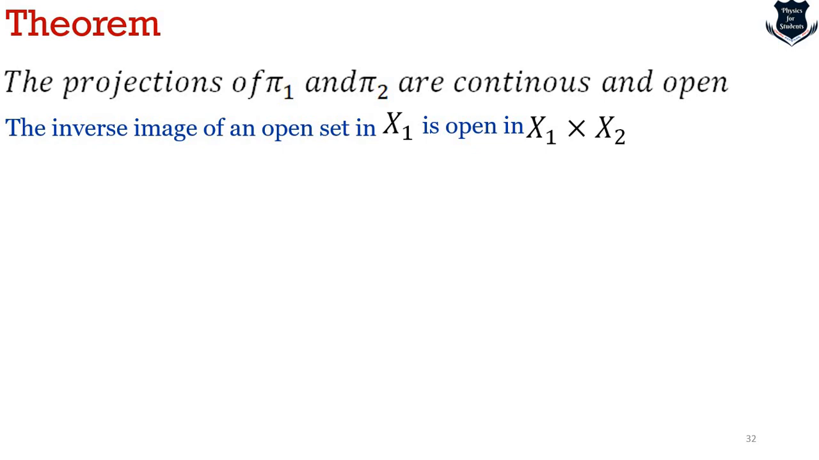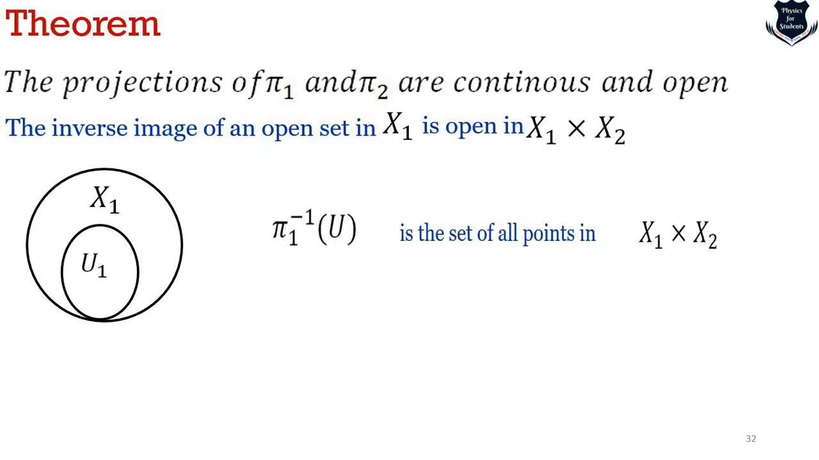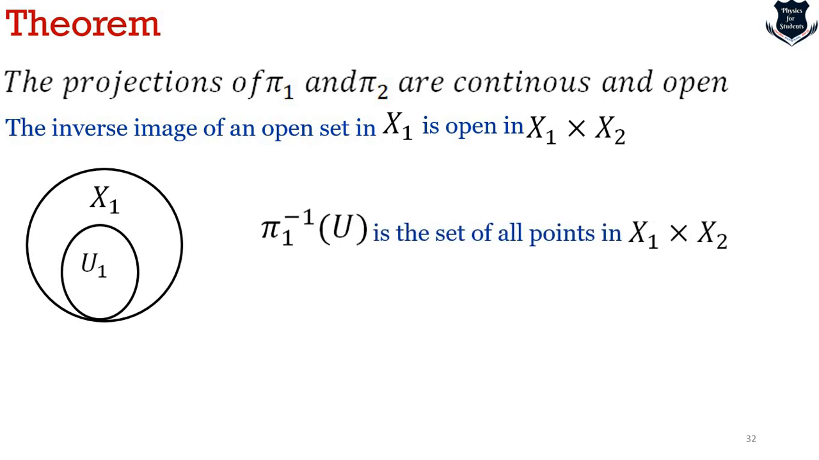In order to prove this, we show that the inverse image of an open set in x1 is open in x1 multiplied by x2. So we have to show this one, which is written in blue. The upper curly one is the theorem, which says the projections are continuous and open. To show that the inverse image of an open set is open, we take an open set u1 in x1. The inverse image is the set of all points of x1 and x2 which project down to x1. That is why the arrow points towards x1.